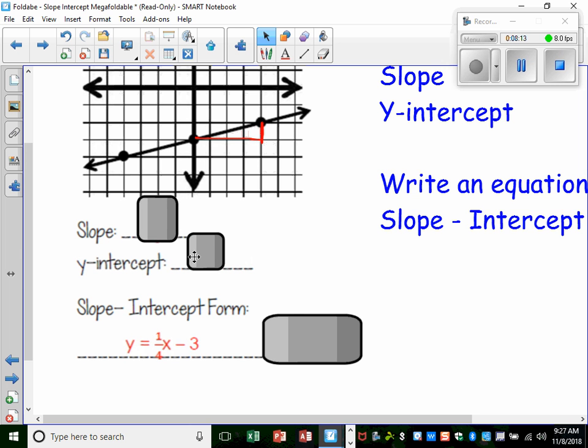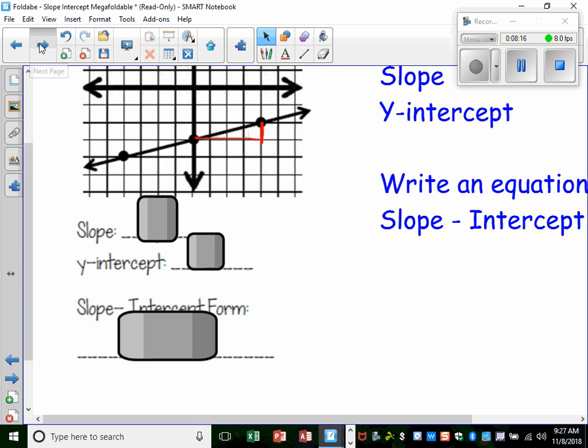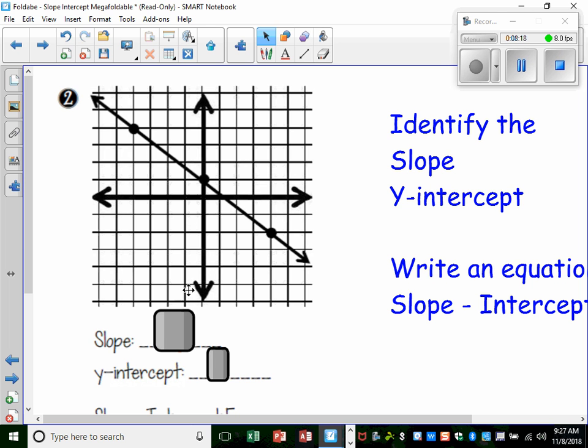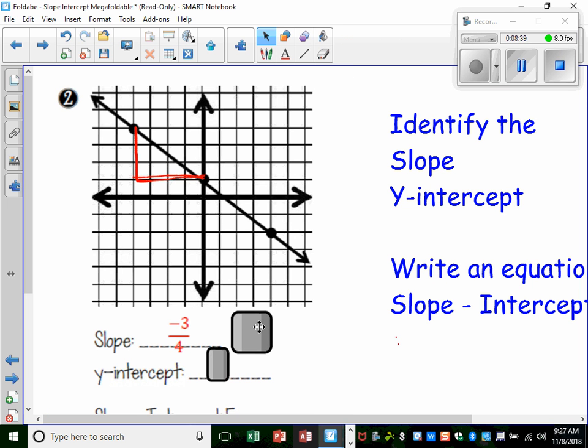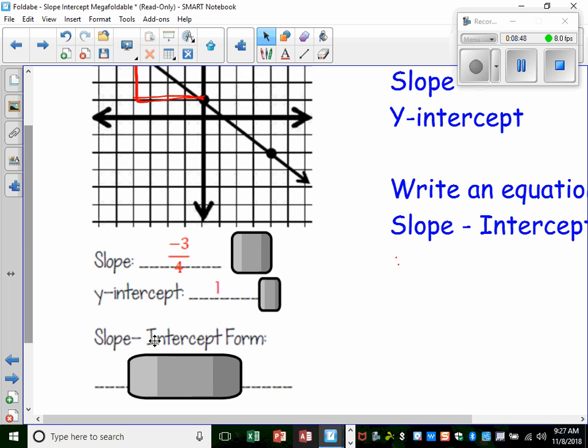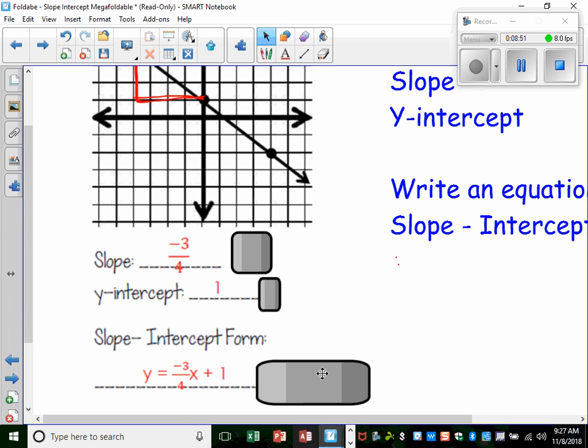Okay, let's do the next one. Same thing. Okay, we already know this is going to be a negative slope. And again, it doesn't matter which 2 points you connect. Okay, so I'm going to let you all tell me what the slope is. It's negative something. All right, so we're going to end up having the slope as being -3/4. Okay, that's correct. And then we look to see where it's crossing the y-axis at +1. All right, and then we write our equation using those two numbers. Y equals -3/4 x plus 1, because it's a +1.